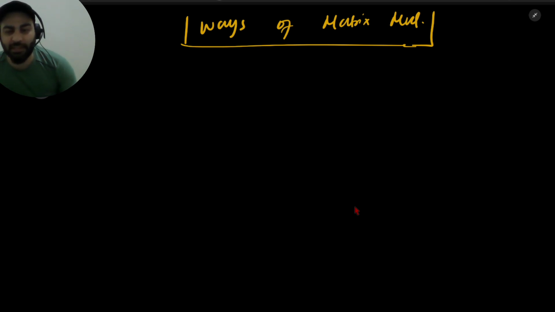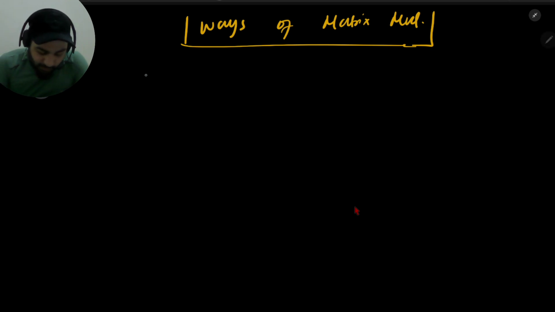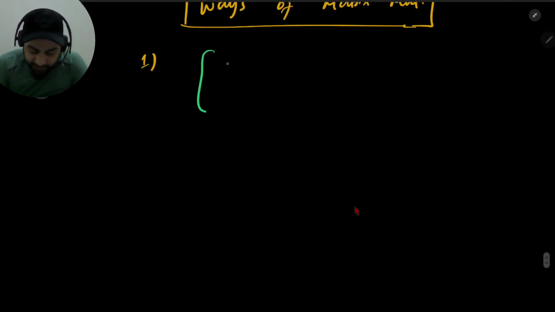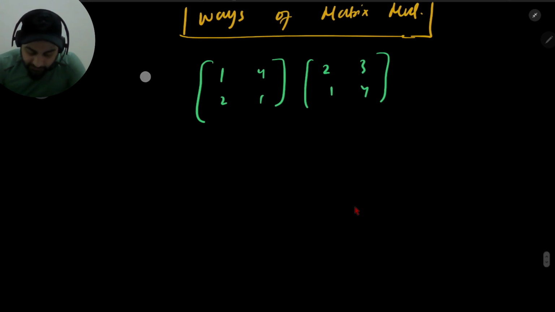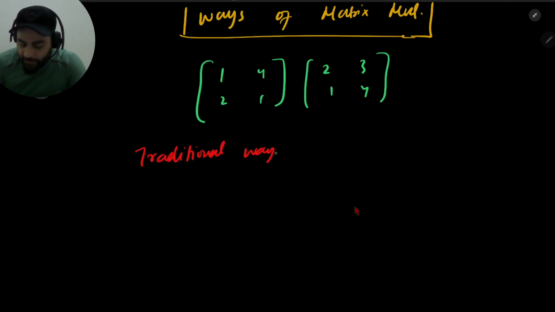now I want to delve into some mathematical tricks, basically mathematical details, which will help you make this multiplication really easy. So the first way, as you saw: if we have a matrix 1 2 4 1, and another matrix 2 1 3 4, you can first do what I will call the traditional way. Let's name it the traditional way. So what's the traditional way? You might have seen that we take one row and then one column, and that will be the entry. Let's suppose this matrix is A, let's call this matrix B, and let's call this matrix C.